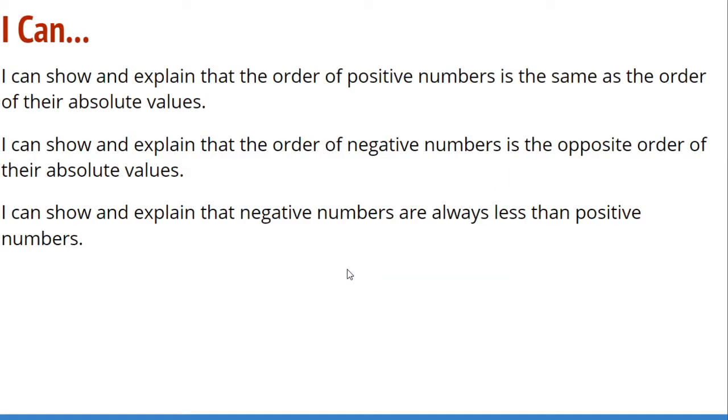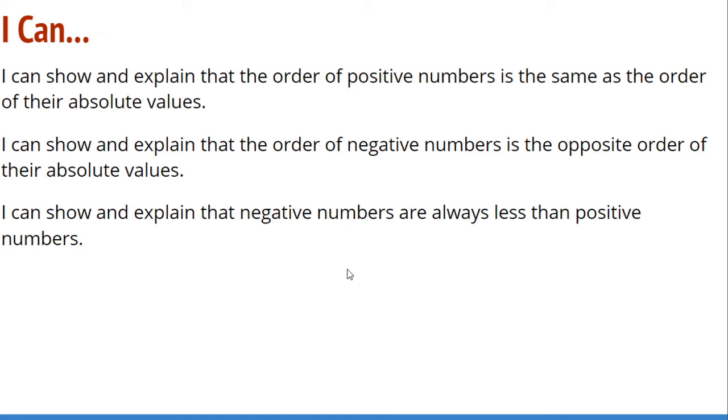I can show and explain that the order of positive numbers is the same as the order of their absolute values. So if I have a set of positive numbers and I find their absolute values and put their absolute values in order, that would be the same as if I put the positive numbers in order.